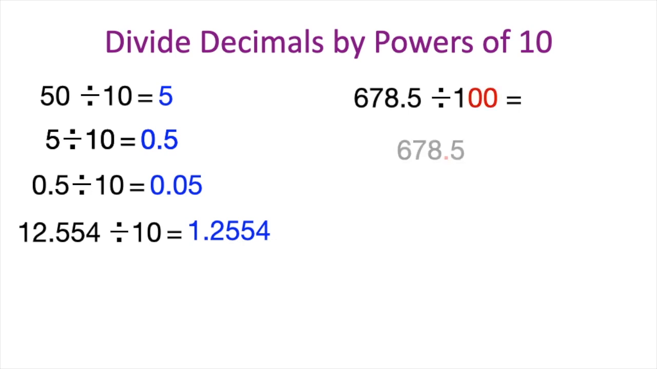Let's try now to divide by 100. So I will take the decimal point and move it two places to the left because I have two zeros for 100, 1 and 2, so the answer becomes 6.785.